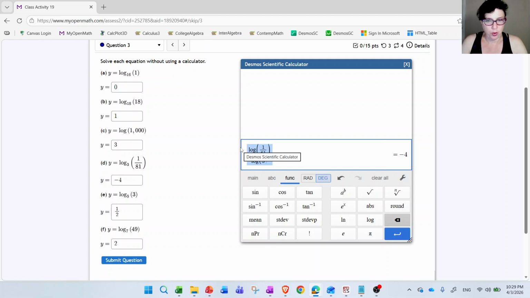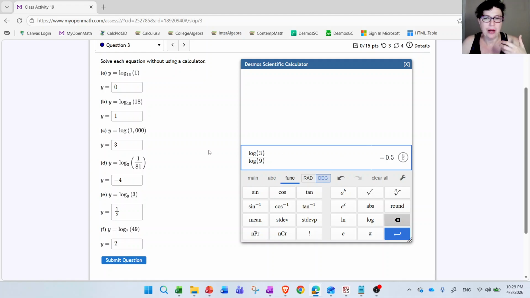Okay, let's do one more. Let's take log of 3, and then we divide it by log of the base, which is 9. And it tells us it's 0.5. Now, usually the teacher is not going to ask you to express your answers as a decimal. You want it as a fraction. But Desmos has a very handy button right there, and you just press on that, and that tells you that's 1/2.